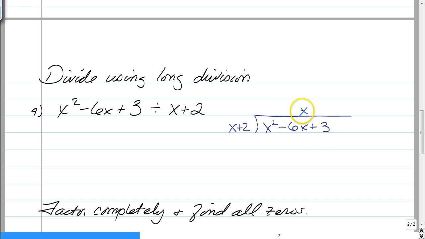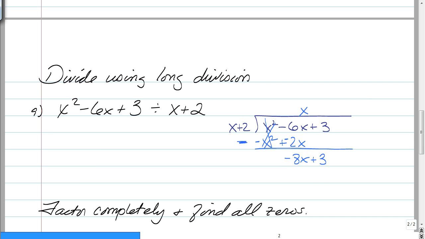And then what you do is you just multiply. So x times x is x squared, and x times 2 is 2x. With long division, this is subtraction. So that's going to subtract, make that minus x squared, and that's going to make that a minus 2x. So those guys go away. Negative 6 minus 2 is a negative 8x plus 3.